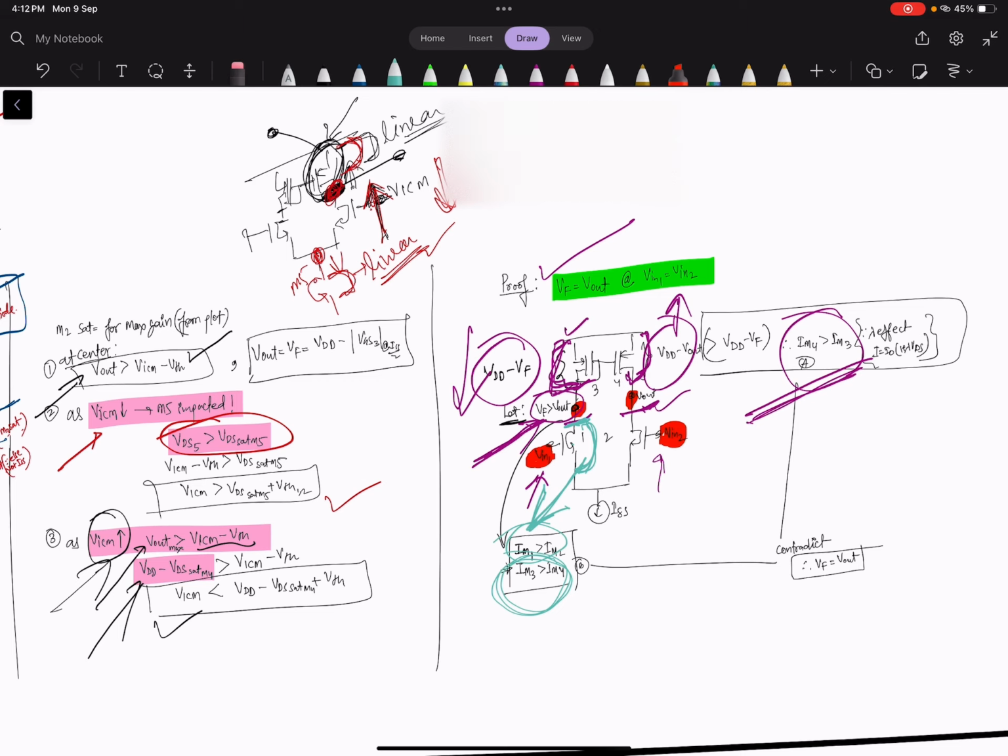So here, if you see, IM4 is greater than IM3, which is greater than IM4. So both are contradicting each other. Thus it is required to have Vf equal to V out. V out should be equal to Vf.